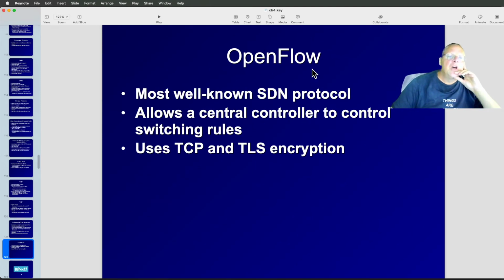And so OpenFlow is the main protocol used for SDN. And this lets you use a central controller to control your switching.